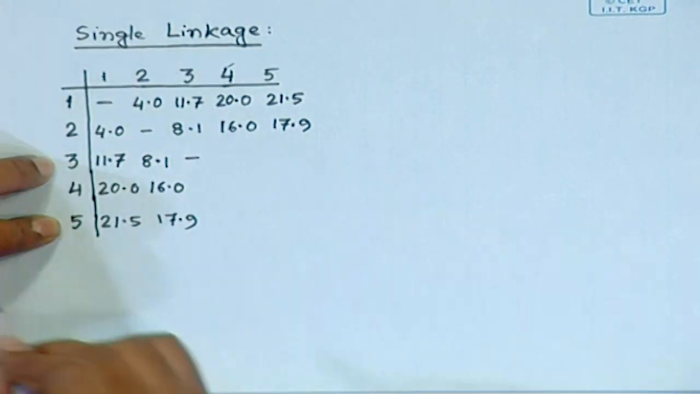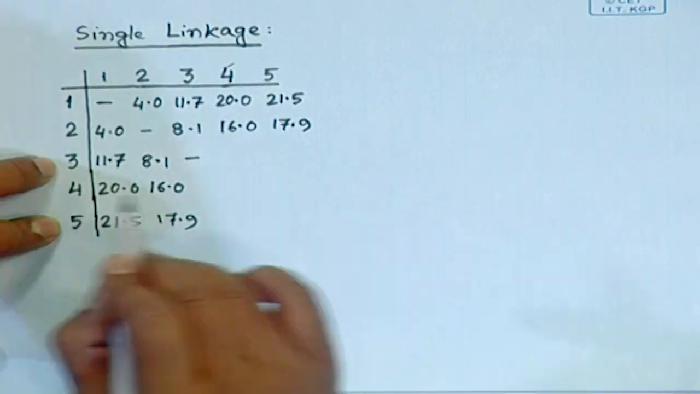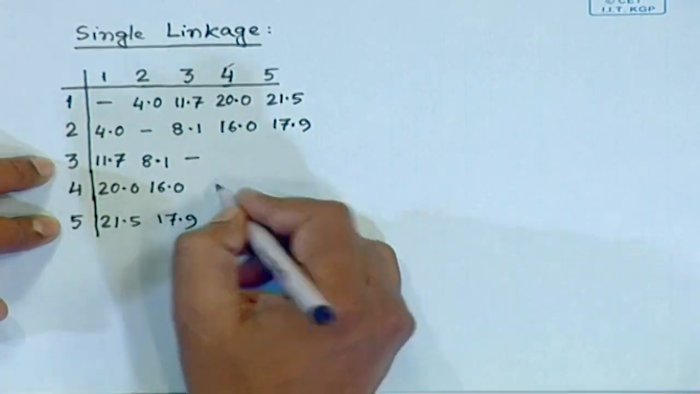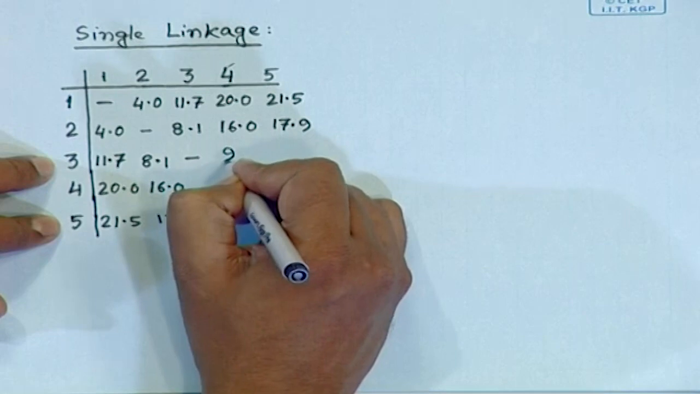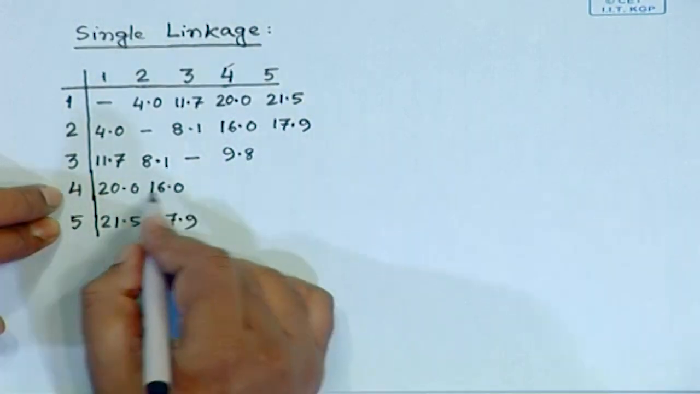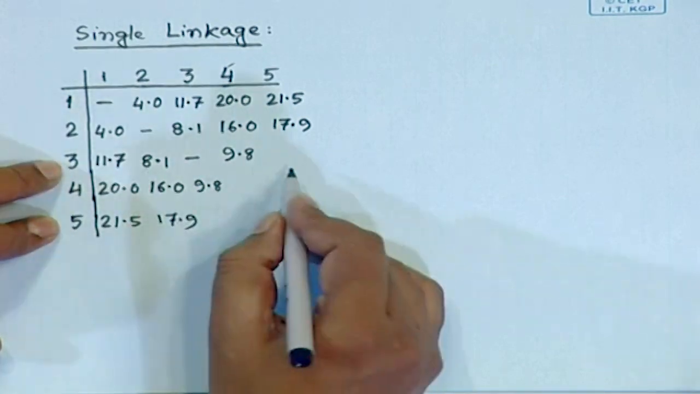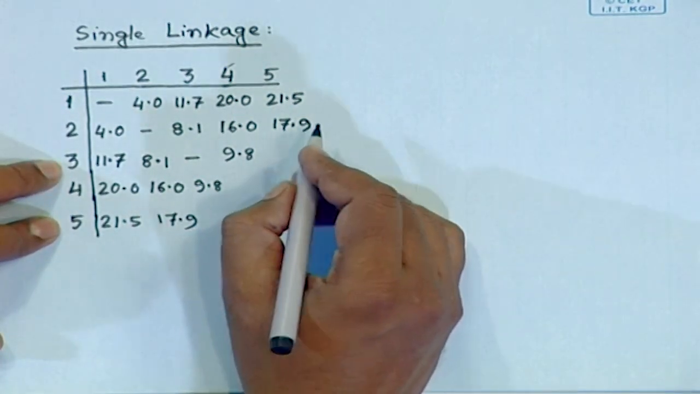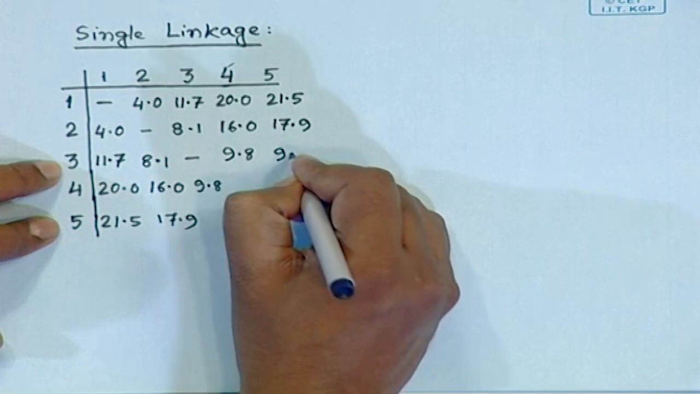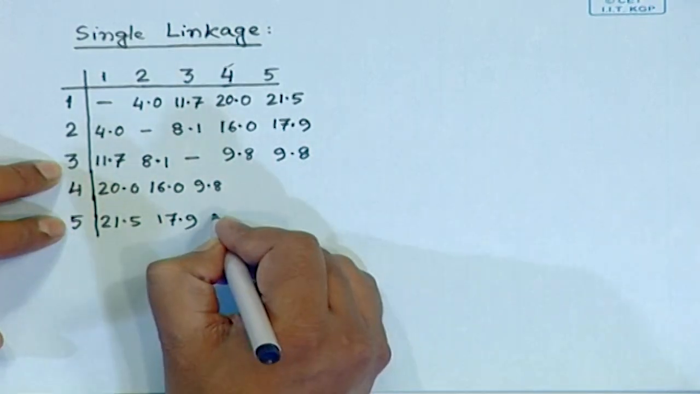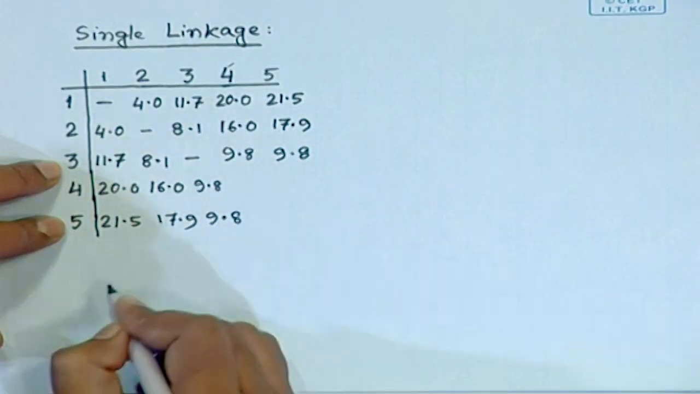Here it is 3 3, again it is 0. What is the distance between 3 4? If you compute, this will come out to be 9.8. So, 4 3, this will also be 9.8. Okay. 3 5, this distance also comes out to be 9.8. 5 3, 9.8. Okay.